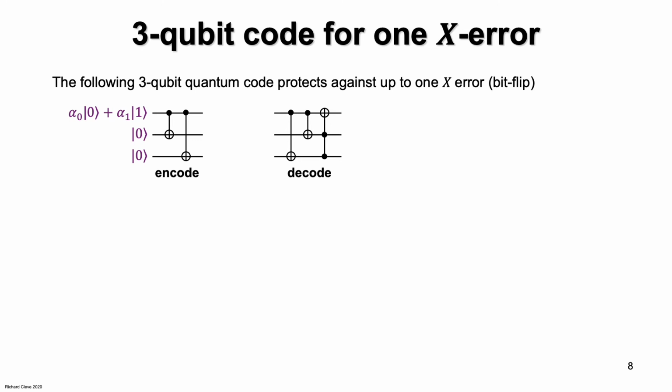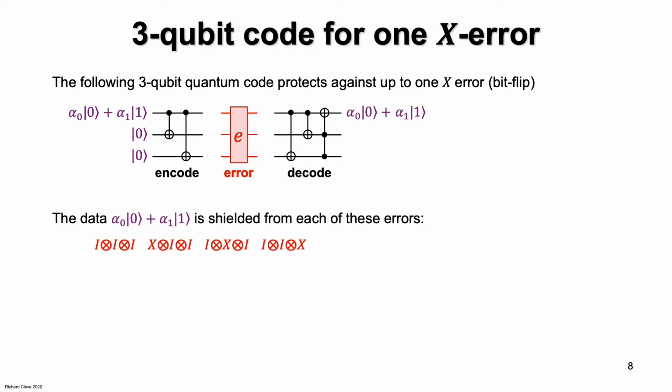The encoding circuit takes a qubit as input and produces 3 qubits as output. Then an error operation that can be one of these 4 can occur: no error, an X applied to the first qubit, an X applied to the second qubit, or an X applied to the third qubit. Then the 3 qubits are input to the decoding circuit. It turns out that in all 4 cases, the final state of the first qubit will be the same as the initial state of the first qubit.